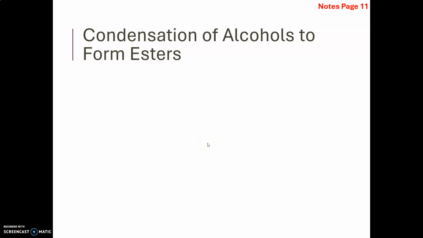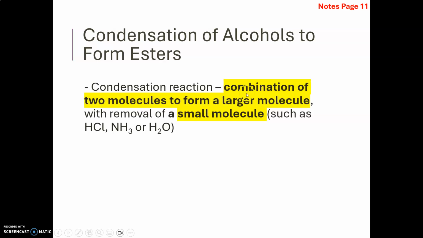The next reaction that we're going to look at is condensation of alcohols to form esters. But before that, you may be wondering what is a condensation reaction. So a condensation reaction involves the reaction or combination between two molecules to form a larger molecule with a small molecule such as hydrogen chloride, ammonia or water being removed.